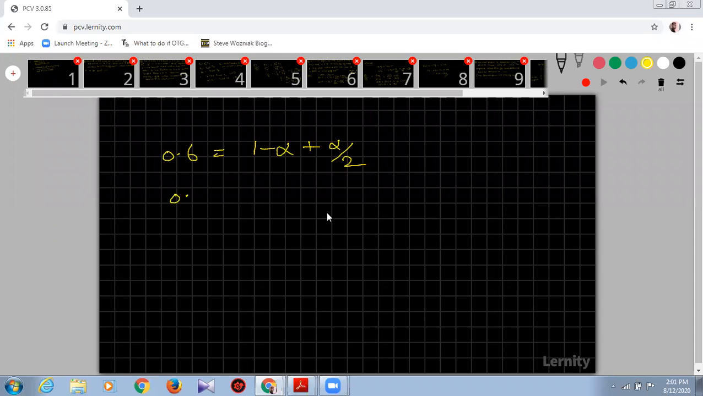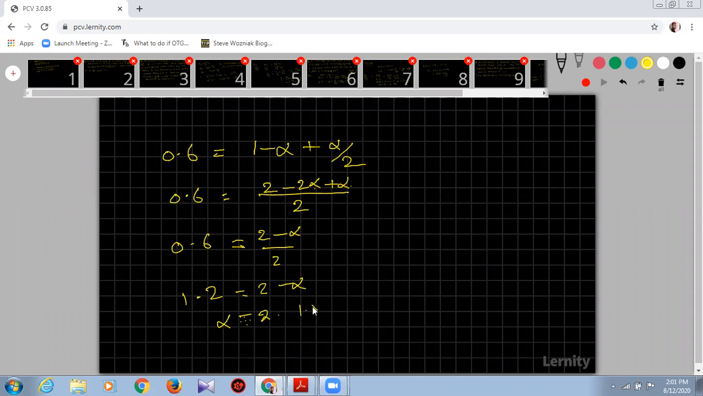0.6 is equal to, I will take the common 2, 2 minus 2 alpha plus alpha, over 2. So 0.6 is equal to 2 minus alpha by 2. Then 1.2 is equal to 2 minus alpha. Then alpha is equal to 2 minus 1.2, and we get 0.8.